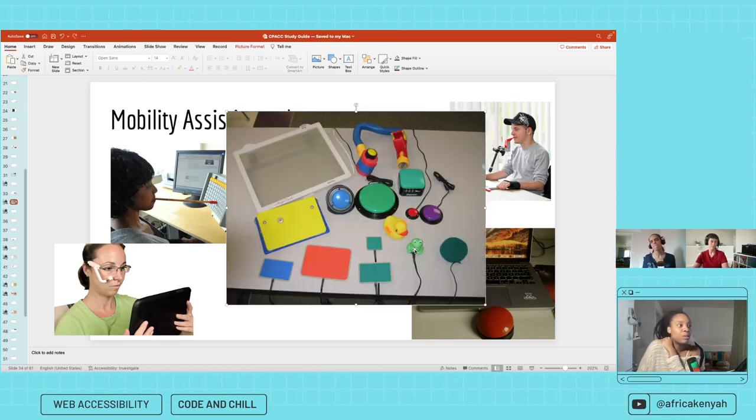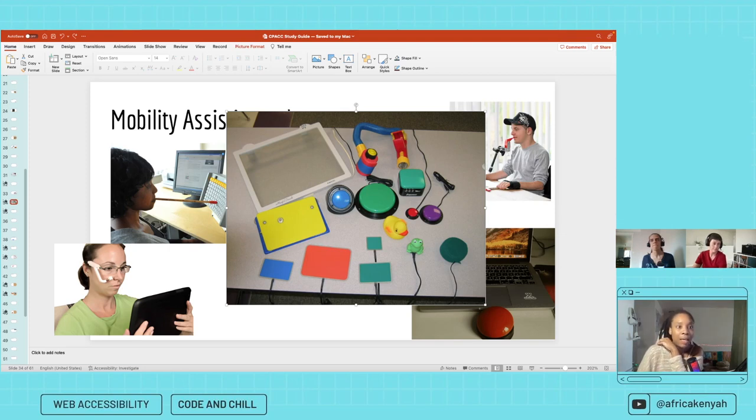And then these ones, there's a little rubber ducky. These are for kids. So this little frog right here, you squeeze the frog and then something happens. So it's teaching them that if I do something, something else happens, and it's helping them use it.